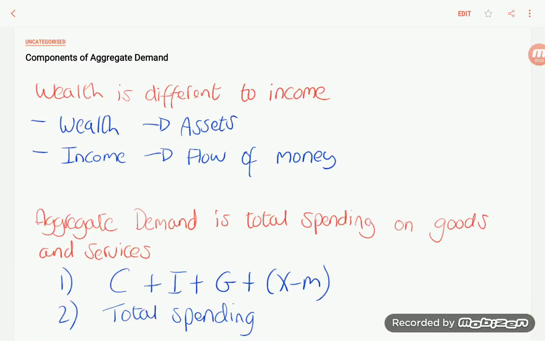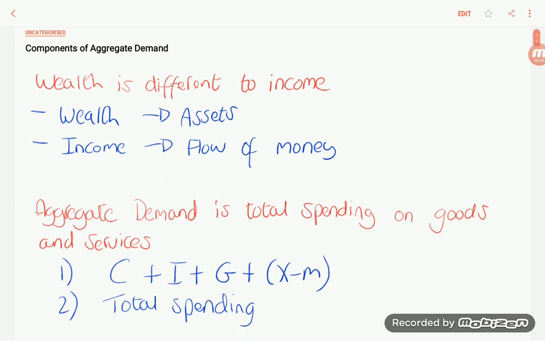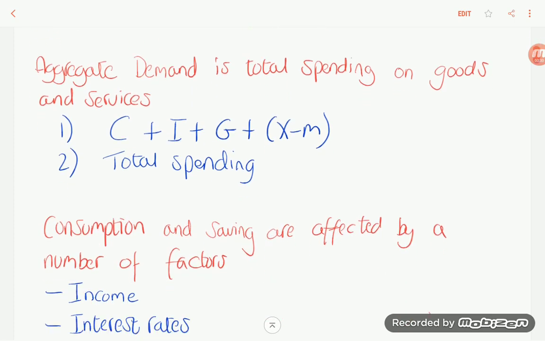Components of aggregate demand. Aggregate demand is the total spending on goods and services. AD is the total demand or the total spending in an economy over a period of time. So aggregate demand is made up of all the components that contribute to spending/demand in an economy. That is consumption plus investment plus government spending plus exports minus imports.